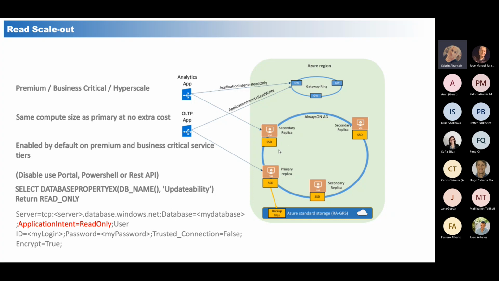At the same time, since you have the replicas, it will be the same compute size. So let us assume that you have the primary as business critical, for example, vCore 16. It will have the same compute size on the replica, and you will be able to benefit from this compute size without any extra cost. So I would recommend you use this option if you are using one of these service tiers.